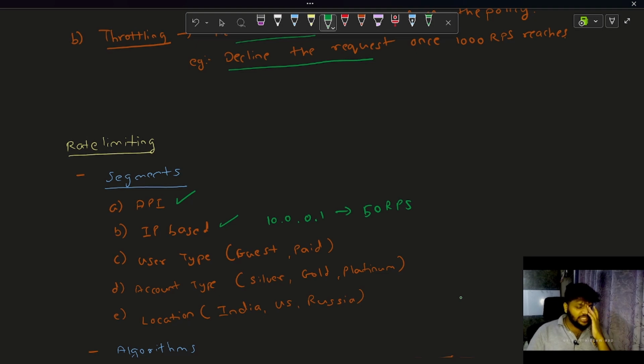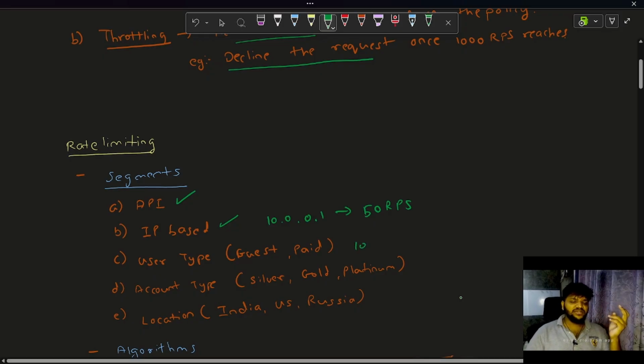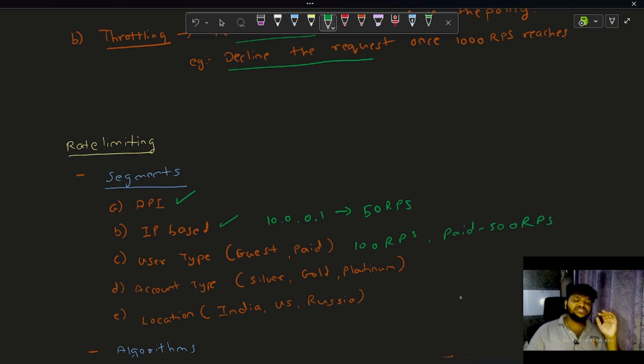Then comes the user type. You have seen a lot of gaming applications where you can log in as a guest user, then log in with a social account and become a proper member, or become a premium member by doing a paid membership. So there are different user types or categories. For a guest user, because he is using my service free of cost, I would want to allow him only, let's say, 100 requests per second. But if he is a paid user, I would allow him 500 requests per second. So this is at the user type level.